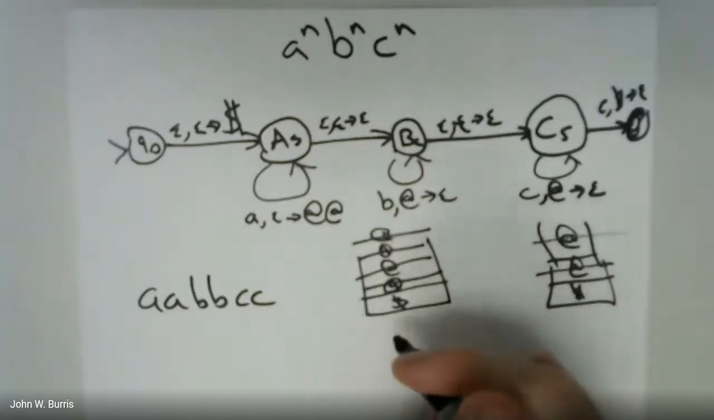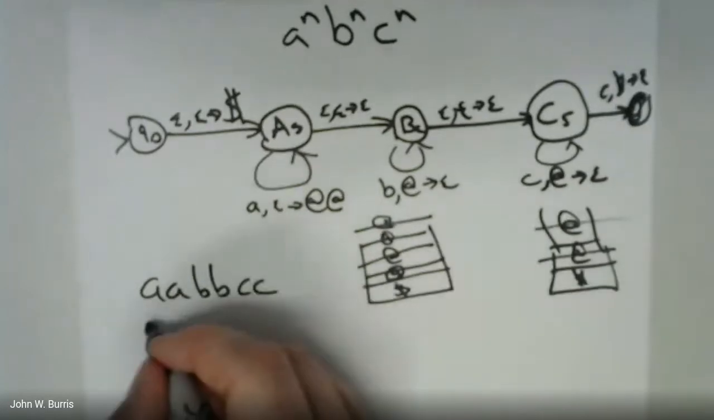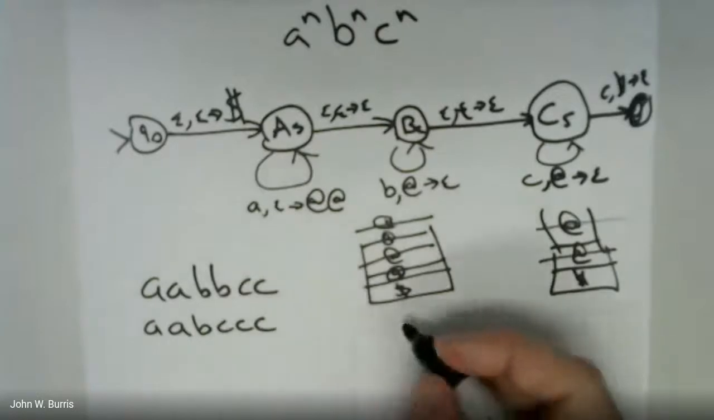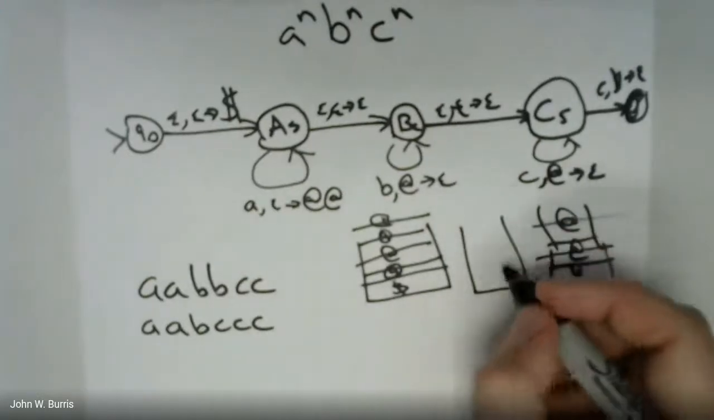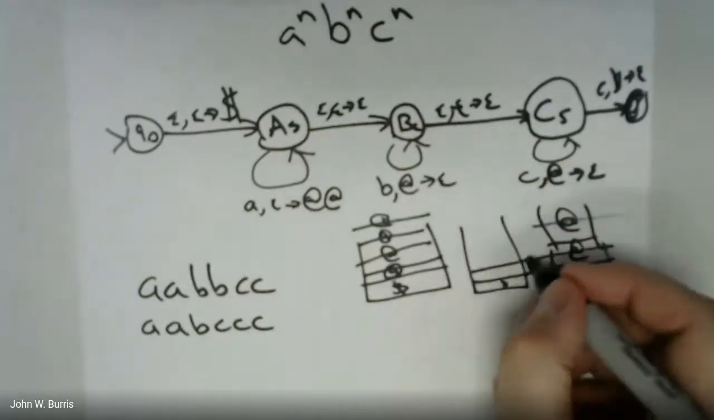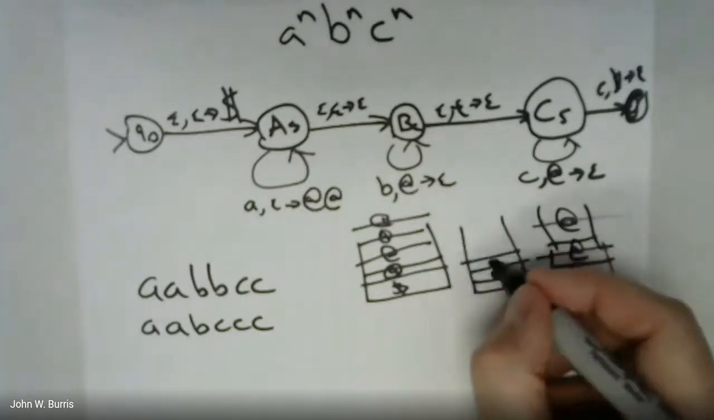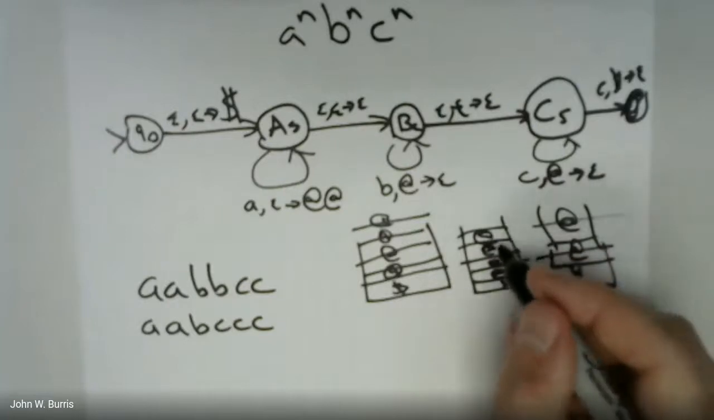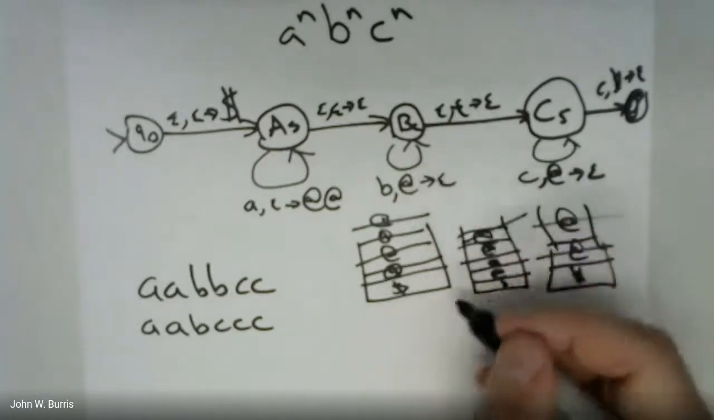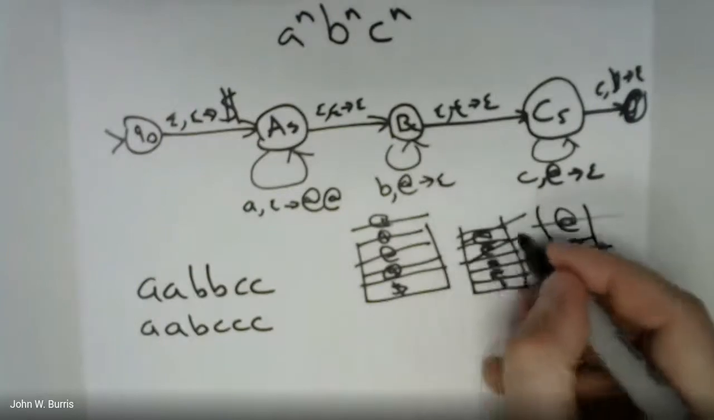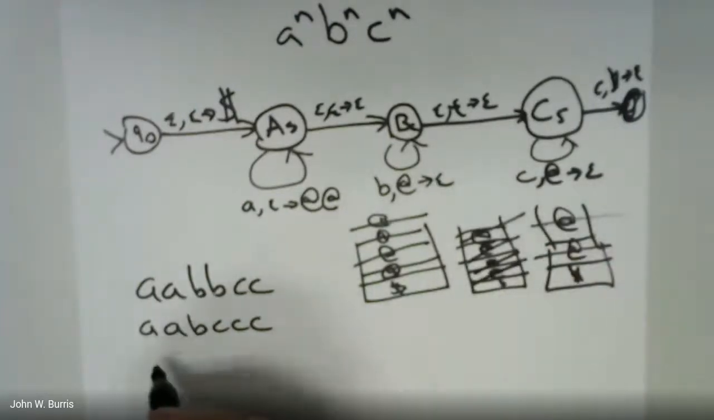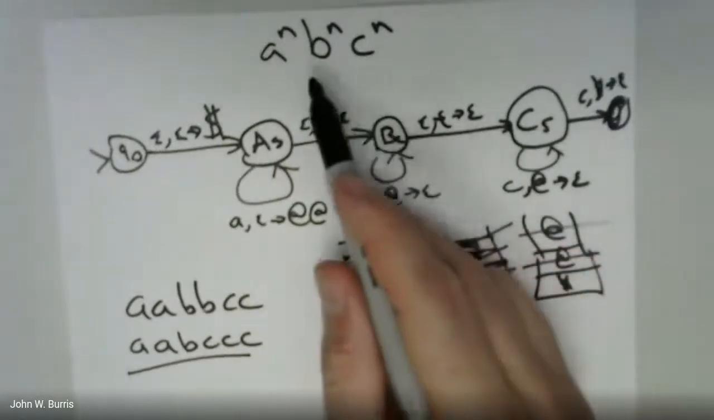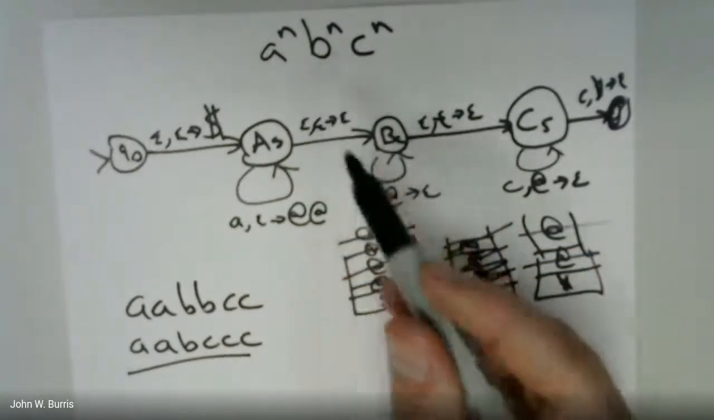That's great, except for if we tried it with this string, A, B, C, C, C. This should not be accepted, but we read the A, we push an @, read the A, push an @. I'm sorry. For every A, we would push 2 @s. Now we go to the B, we pop an @, we read the C, we pop an @, pop an @, pop an @. This string is accepted by this PDA. That means this PDA doesn't accept A to the N, B to the N.